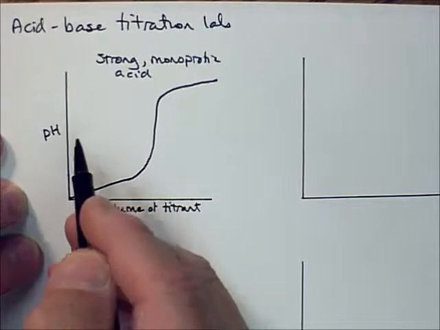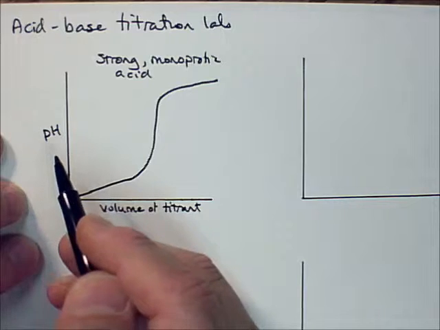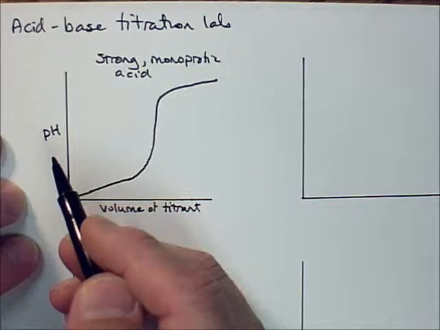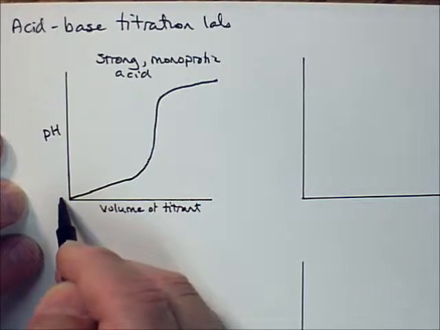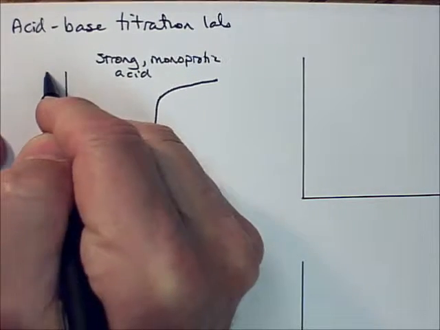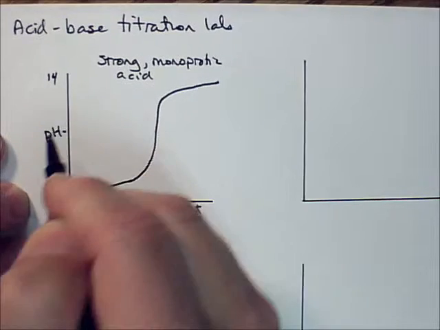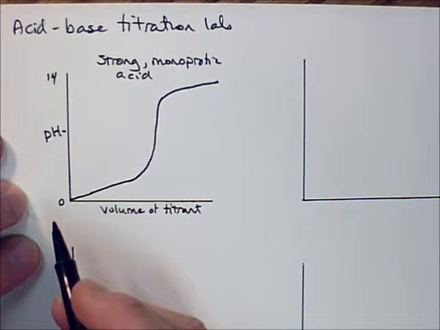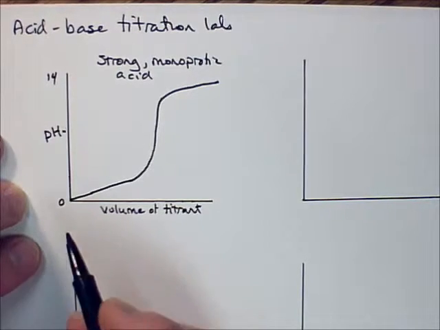No, I've never seen one go lower than, say, negative 1.5, but it's possible, I suppose. But we're going to assume we start at 0, okay? And 14 is the maximum, and then 7 is right in the middle, right? A pH of 7 means it's what? Neutral, okay.